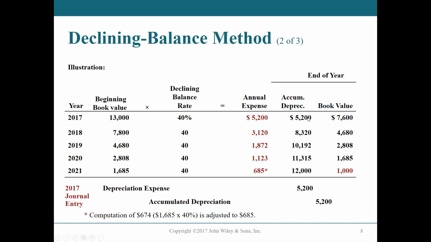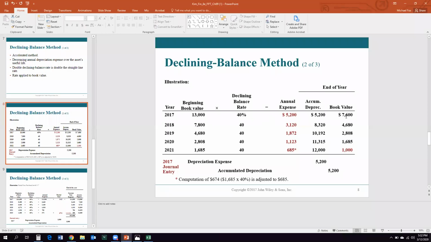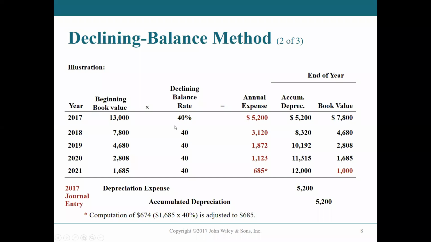So our new book value will be 7,600. We carry that over. Wait, that's weird. They made an error. That's going to confuse you more. They made it 7,800 instead of 7,000. So this 7,800 is wrong. No, actually the 7,600 is the error, right? 13,000 minus 5,200 should be 7,800. All right, sorry about that. One of them was the error.